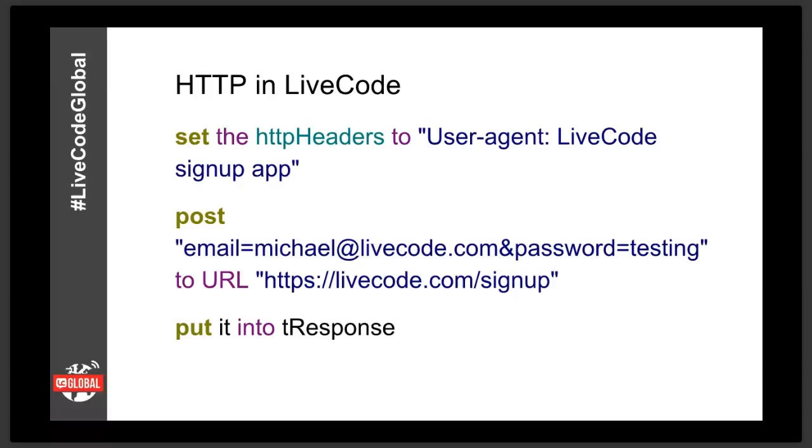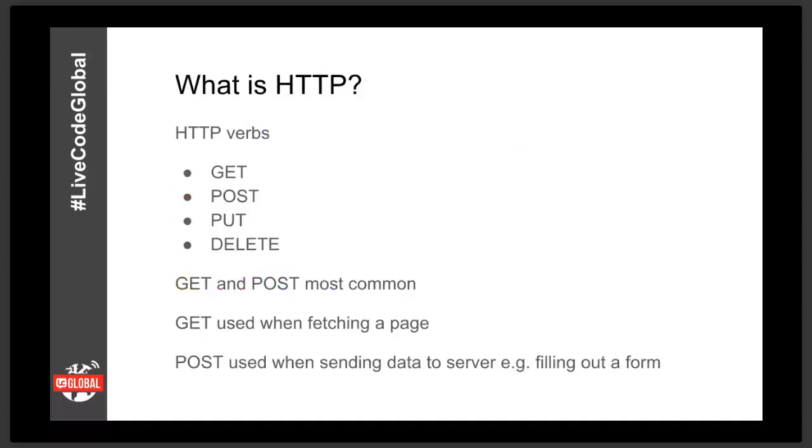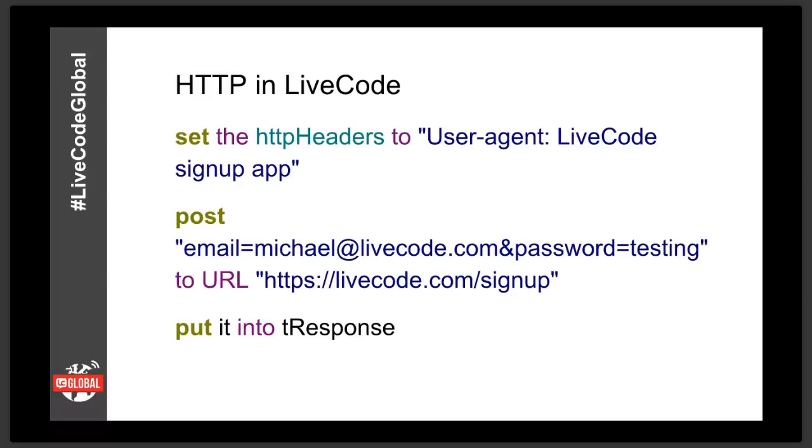Next bit is post. So you can see the second line here, post email equals michael@livecode.com, password equals testing, to URL http livecode.com, sign up. So that maybe creates a new user, Michael at livecode.com, with the password testing. And you notice here, the first line, set the HTTP headers. I'm telling LiveCode to use a particular header here. This is just a little bit of extra instruction to the server, livecode.com, that the user agent we're using is our LiveCode sign-up app. And the response from the server is stored in the it variable. Like when we used get previously, it's stored in it again. So that's the response of the sign-up process.